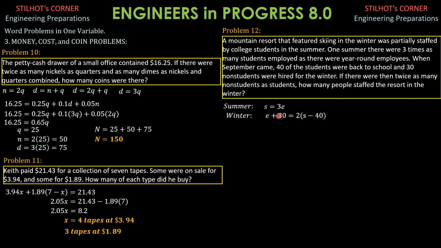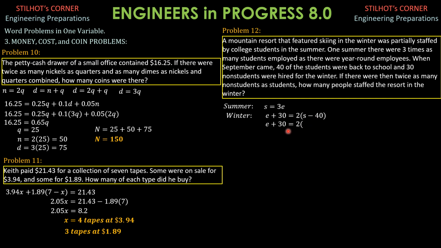E is the number of year-round employees because 30 non-students were hired during the winter and 40 students were back to school. So summer number of students minus 40. So then it is stated here that the number of non-students, which is now E plus 30 during the winter, is twice the number of students, which is S minus 40 during the winter.